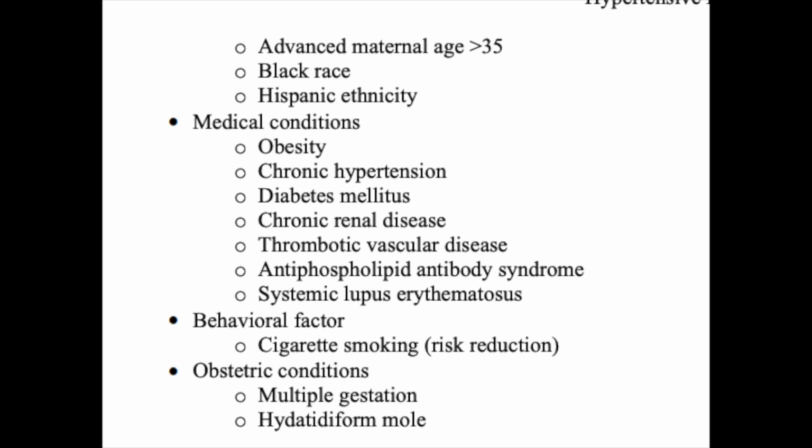In addition to that, Black women with severe preeclampsia demonstrate more extreme hypertension and usually require more antihypertensive therapy, and unfortunately have a higher mortality rate from preeclampsia. So maternal disease-related risk factors are obesity, which is a primary risk factor, and the risk escalates with increasing BMI, underlying chronic hypertension pre-pregnancy, diabetes, and thrombotic vascular disease. Behavioral risk factors: cigarette smoking actually shows a risk reduction in preeclampsia.